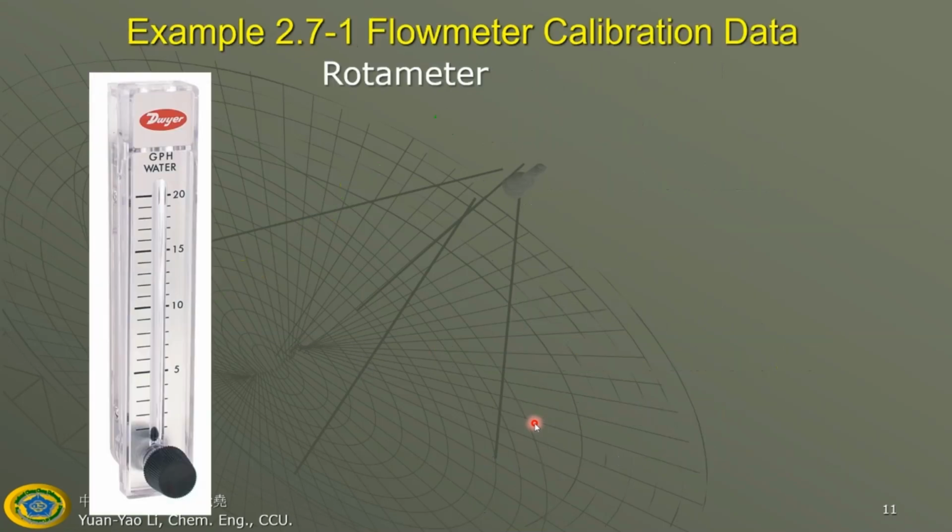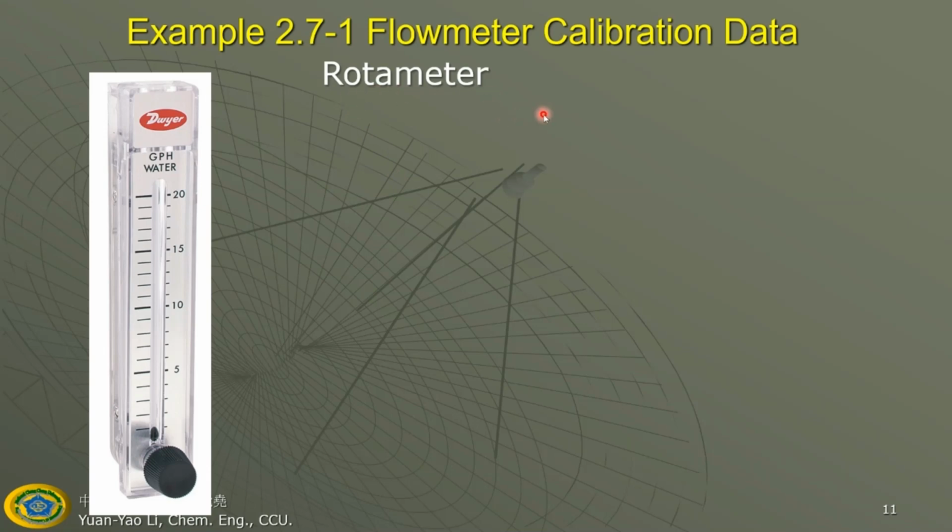Right. So here is the calibration data, example 2.7, flow meter calibration. Does anybody know what this is for? As a chemical engineer, you need to know how to measure temperature, how to measure pressure, how to measure flow rate. It can be liquid flow rate, it can be gas flow rate. And this is the tool you use to measure the flow rate. This kind of design, we call it a rotameter.